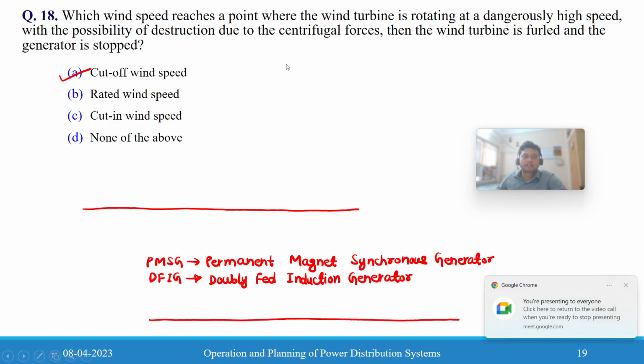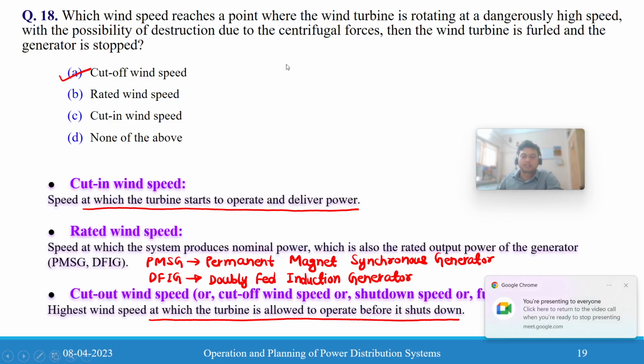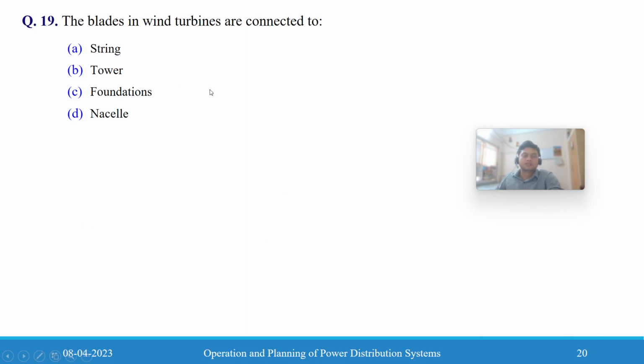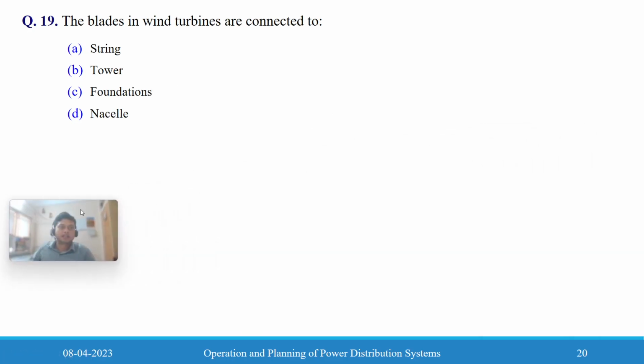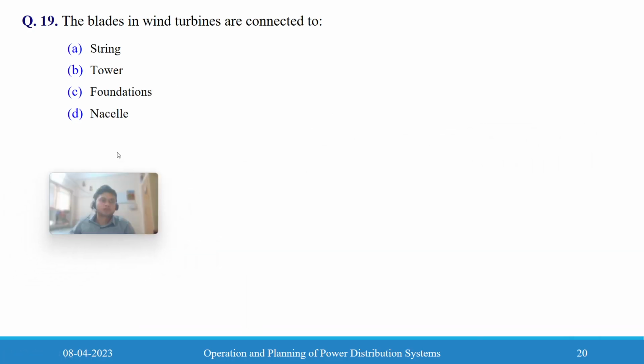So now let us see the last problem of today's session. The last problem is: the blades in wind turbines are connected to what? Options are A, string, B option is tower, C option is foundations, D option is Nacelle.